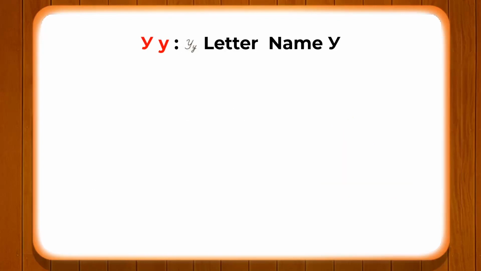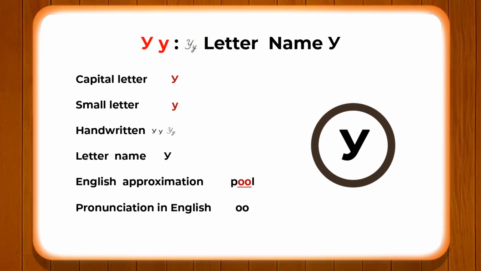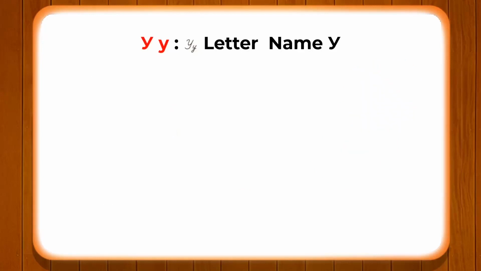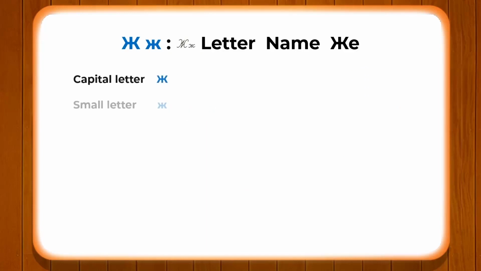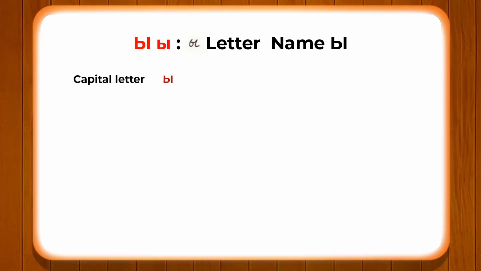Alright, now let's go ahead and look at this letter. The letter says oo. With the help of an English word for approximation, let's pronounce the sound of oo as in pool. And with the help of a sample Russian word, we can pronounce oo as in utka, which means duck.